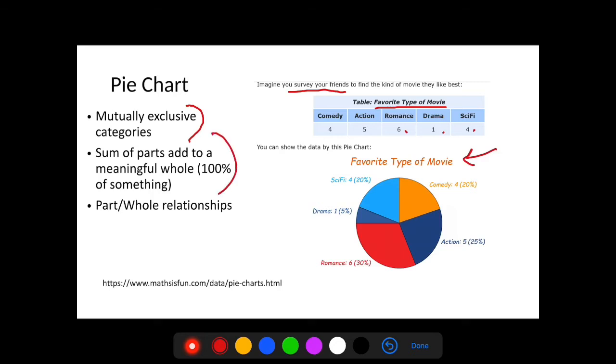The sum of the parts adds to a meaningful whole. If we add all of these up, we get 20, which is the number of friends that were part of the survey. So it's meaningful to compare the part to the whole, 4 out of 20 friends like comedy, and then we can represent it. So again, this is the part-whole relationship that we're looking at.